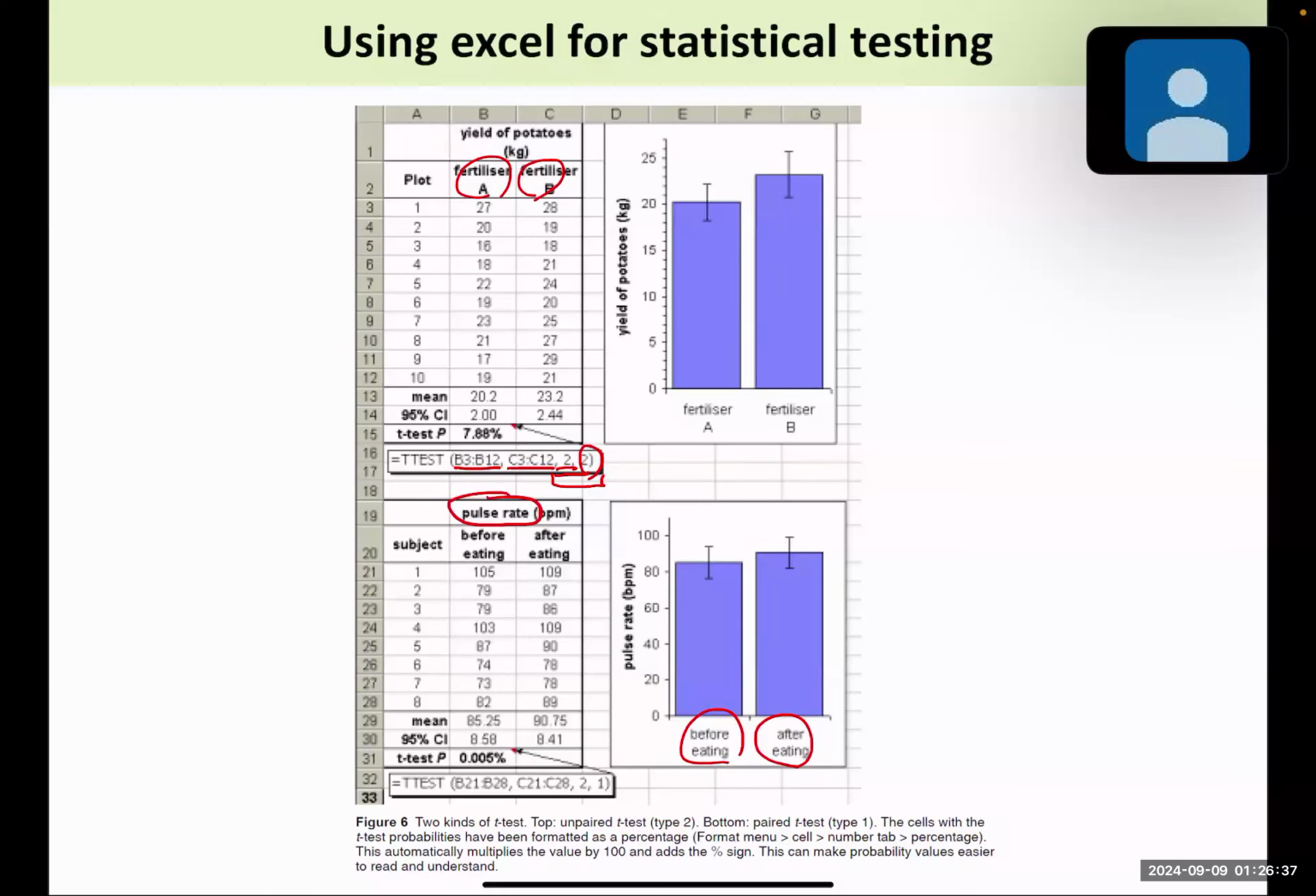So this is the pulse rate of the same human beings, right? Before eating and after eating. So that's why you use type 1 student's t-test, and this is also two-tailed because you want to just compare whether they're different or not.